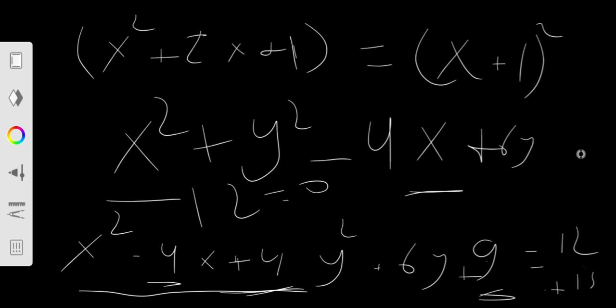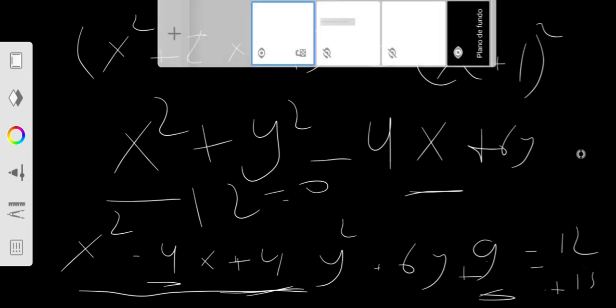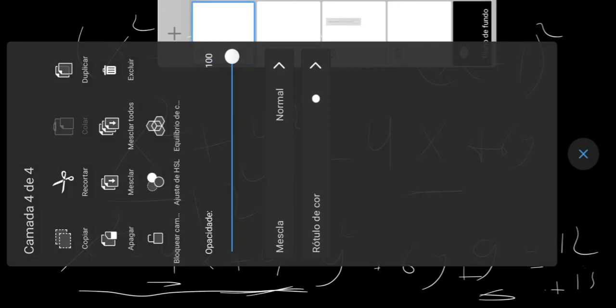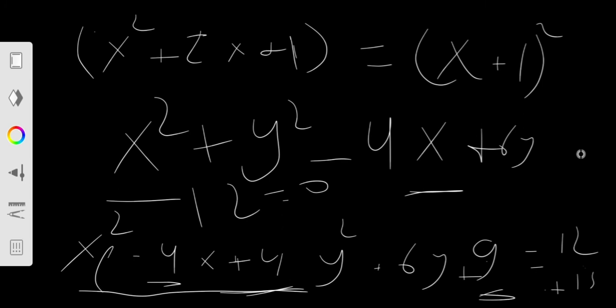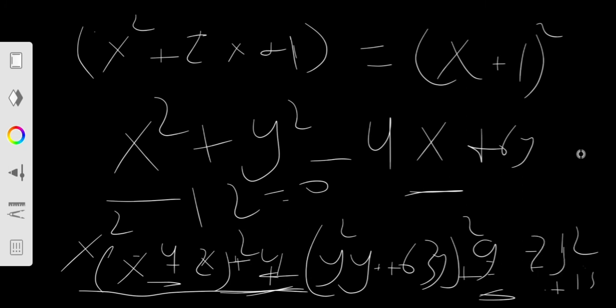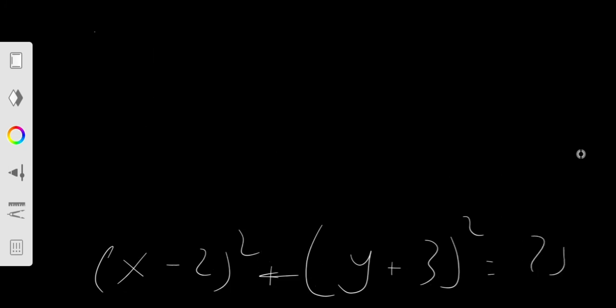But why is this so perfect? Well, because this part, x squared minus 4x, you can write as x minus 2 squared. And this part, when I change it, it will be prettier. Y plus 3 squared is equal to 25. So this is what we have over here: x minus 2 squared plus y plus 3 squared equals 25.